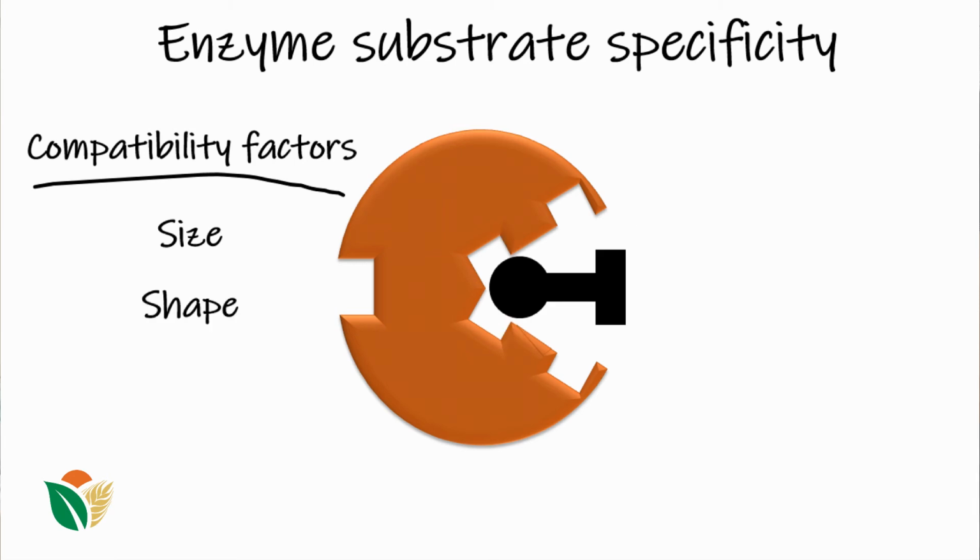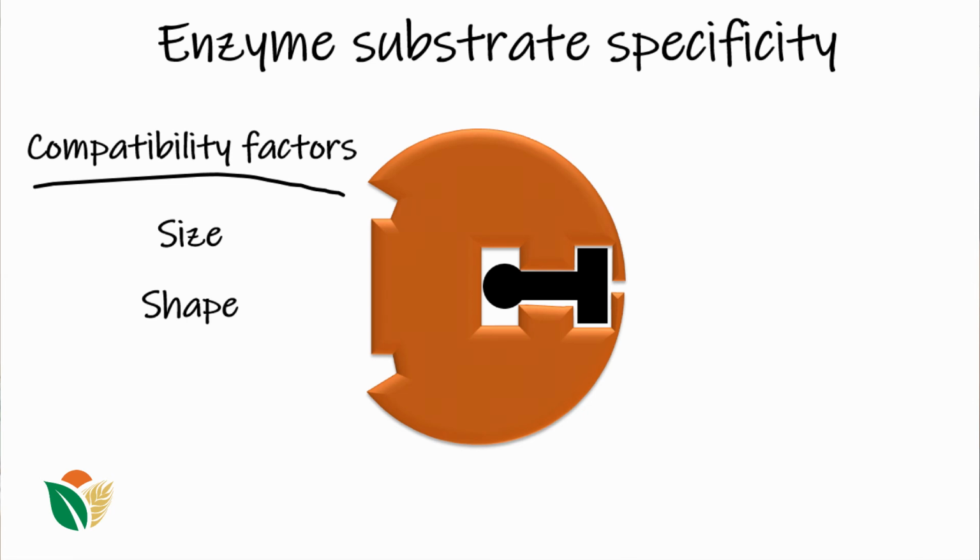Obviously, if the substrate is also of the wrong shape, such that it doesn't meet the shape requirements of the enzyme, it too won't undergo catalysis. And so even though it may bind, the catalytic reaction won't occur because the substrate shape is not compatible.